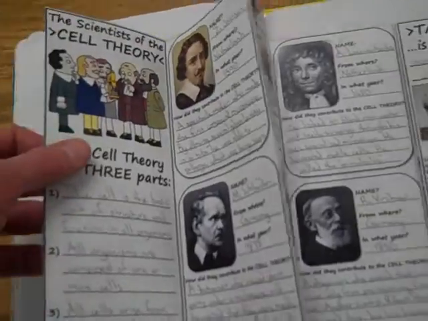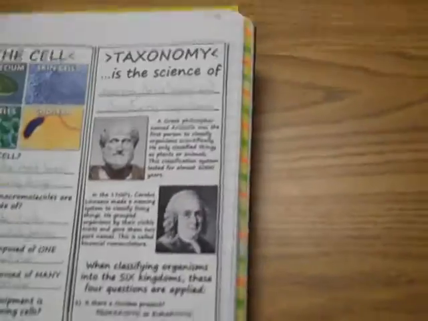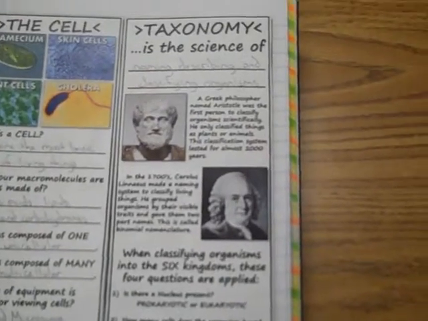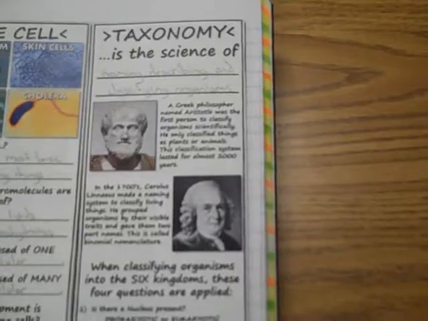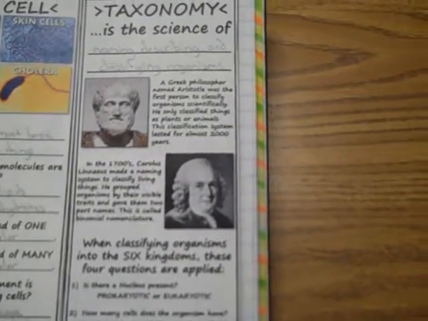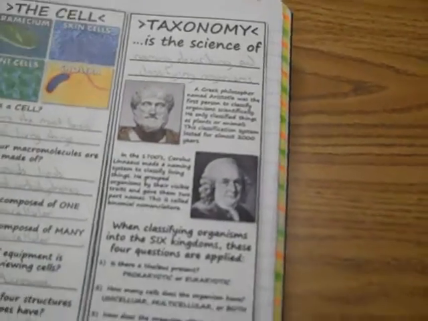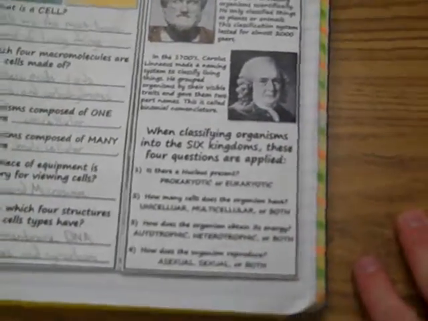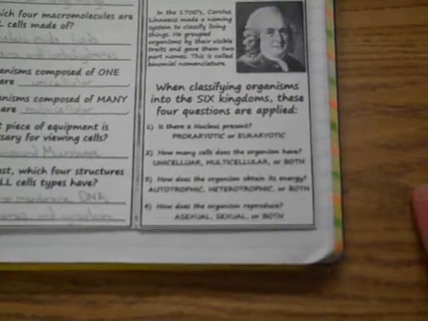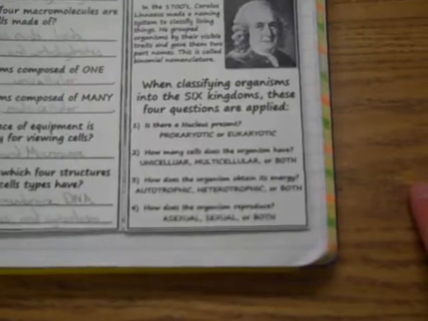So this closes back up, and then on the right you have taxonomy. And the 2 main people that are usually credited with taxonomy are Aristotle and Carolus Linnaeus, and it just gives a brief history of what they did. Down at the bottom, it has 4 questions that are always applied to organizing and classifying organisms into their kingdom.